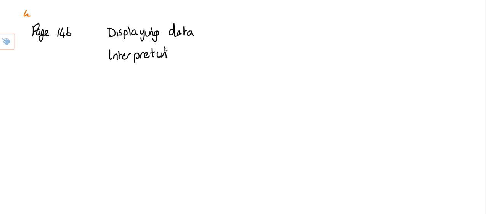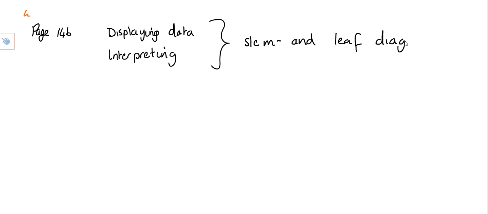Okay, so page 146 in your text. What we're doing today, okay, we are still displaying data, but we are also interpreting, displaying data and interpreting, and we're doing stem and leaf diagrams. Have you done them before?